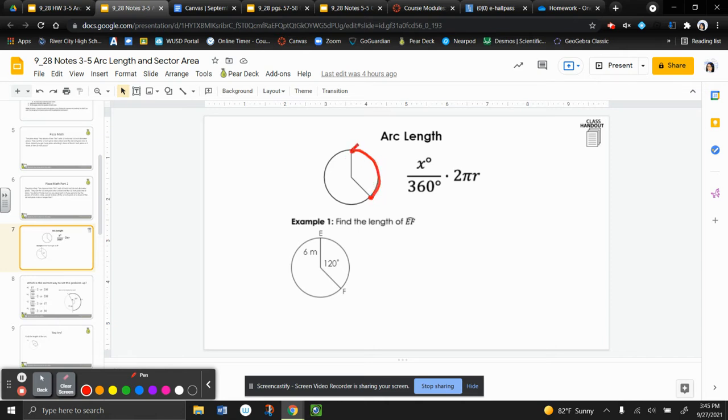So we've talked about arc measure before. Arc measure is the degree measurement. So in this case, x would be the degree measurement, but arc length is basically like if we were to cut this piece off of a circle and measure it with a ruler, that would be arc length.